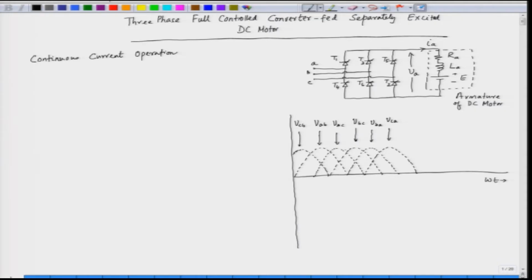Now, this can be very well understood if you draw the phasor diagram. If we draw these 6 voltages, the phase sequence is ABC here. This is VAB, this is VBC which is lagging this by 120, and VCA is here, and the negative of VAB is VBA, the negative of VBC is VCB, and the negative of VCA is VAC.